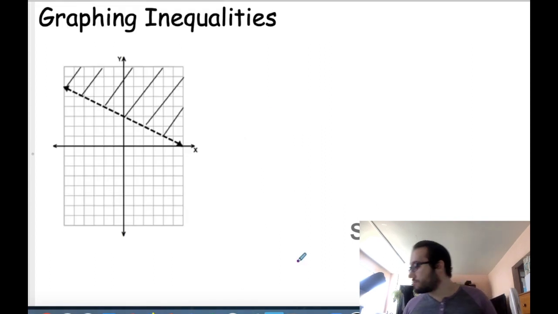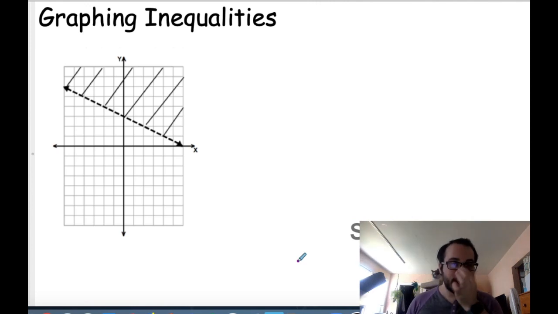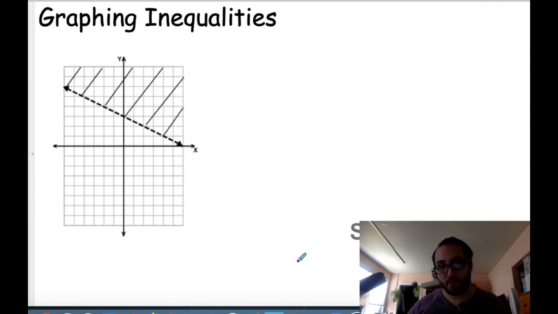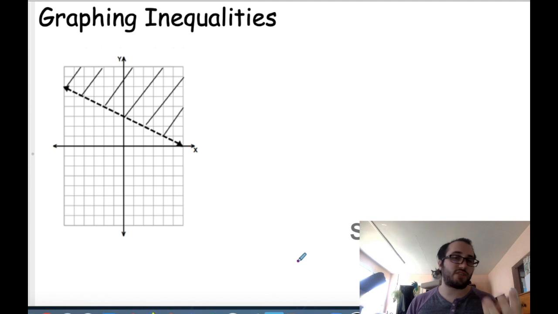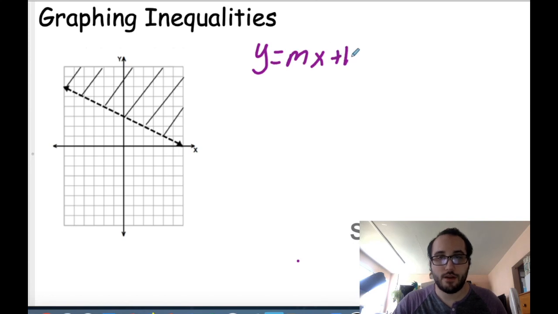Okay, so let's talk about graphing some inequalities. So let's say I wanted to find the equation of this line. Okay, let's just ignore that it's an inequality first, and let's just find the equation of the line. So for an equation of a line, you need y equals mx plus b. Alright, that means I need a slope and the y-intercept. The y-intercept is right here. That is 0, 3, so my y-intercept is 3.